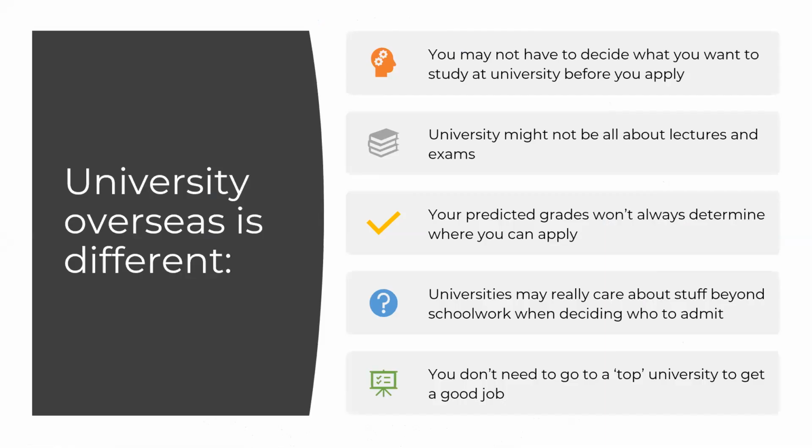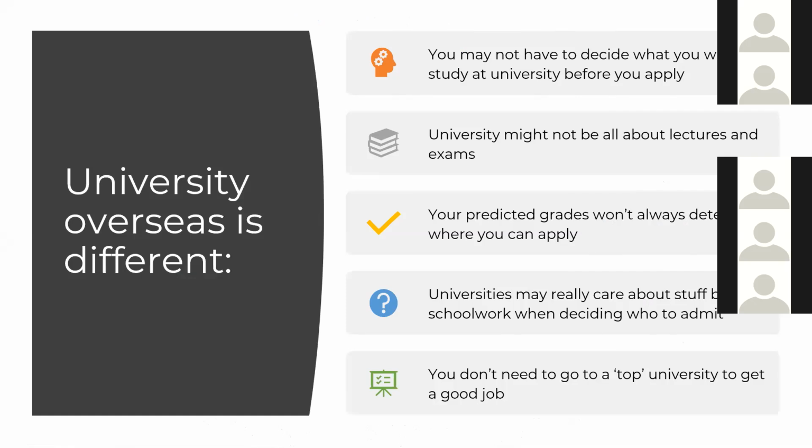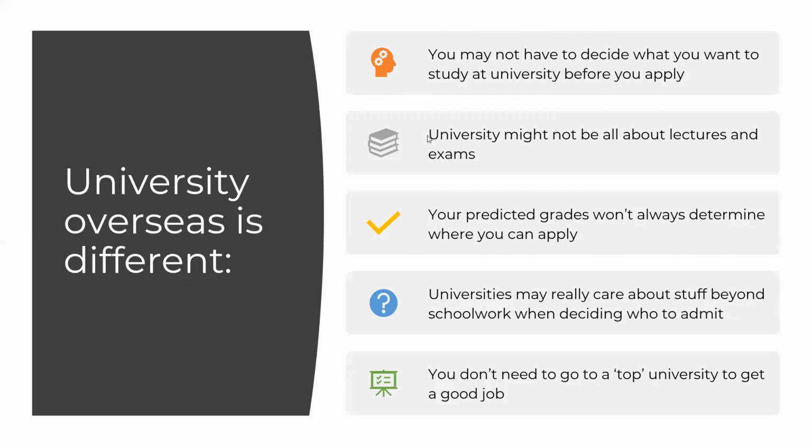And there are 5 reasons why it may indeed be different. One of the first things to bear in mind is that in some of the systems that we're going to be looking at, you may not actually have to decide what you want to study at that university before you apply.